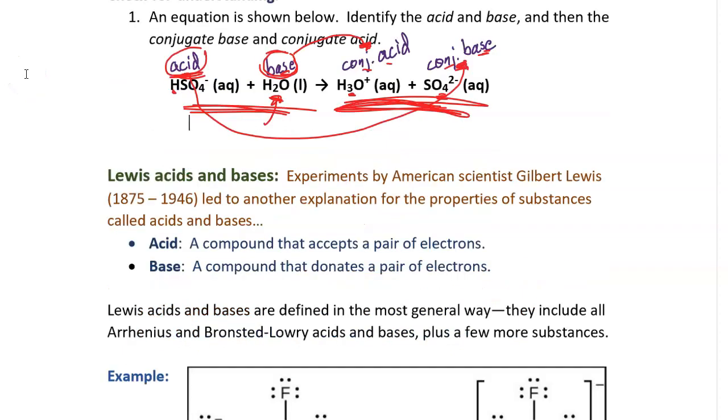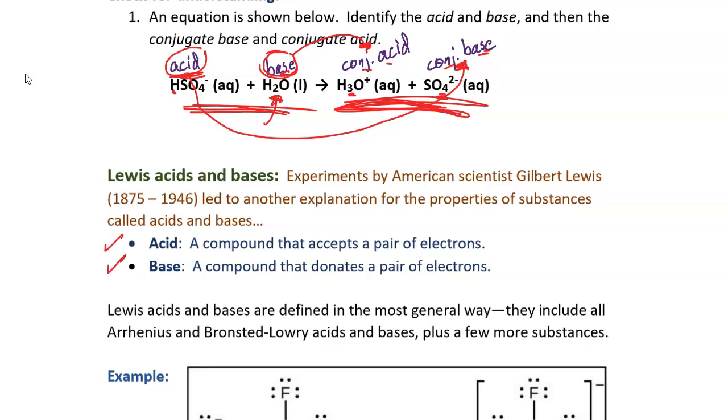It is the Lewis definition from the scientist Gilbert Lewis. He is the same scientist that we learned those Lewis dot structure drawings for molecules from. According to Lewis, an acid is a compound that accepts a pair of electrons.